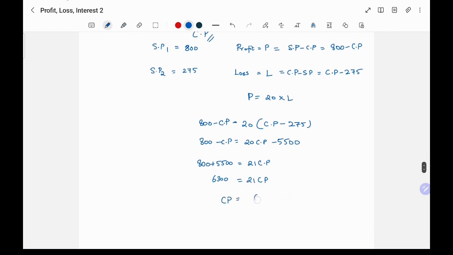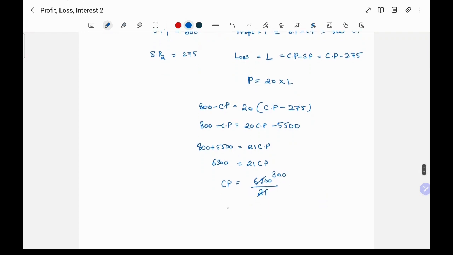So CP is 6300 divided by 21. So this is nothing but 3 times 300. So the cost price is rupees 300.